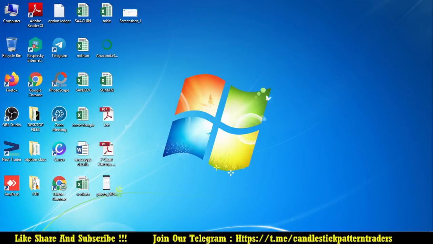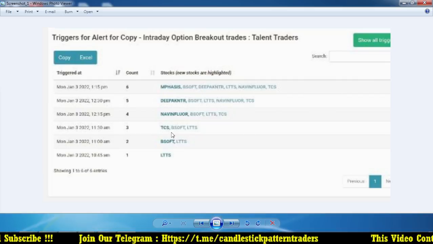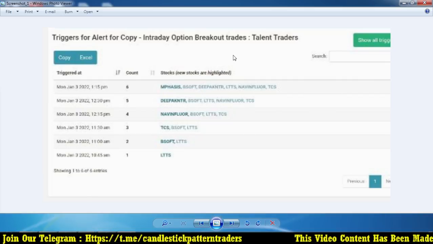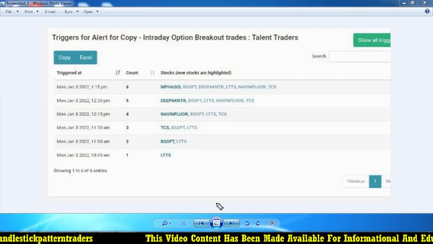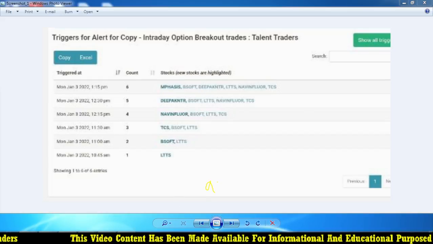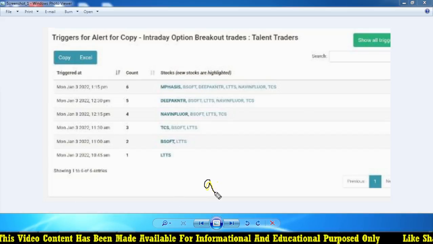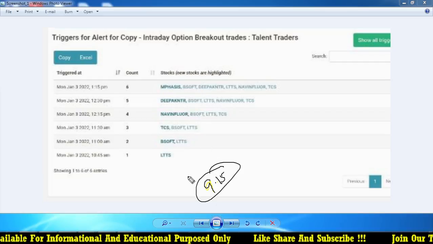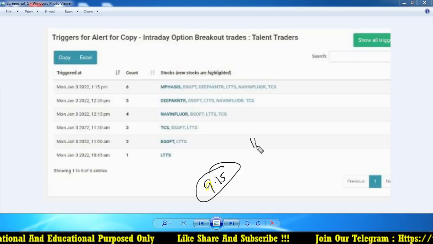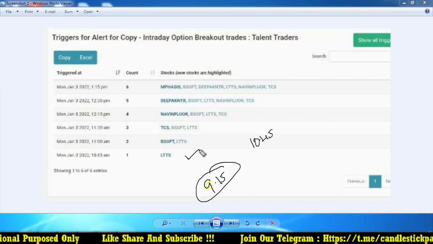So this is a screenshot which I took from that particular alert, the intraday option breakout trade. This alert showed a lot of stocks at 9:15 in the backtest, but here this is the real-time alert. The first stock which triggered, at 10:45, is LTTS.